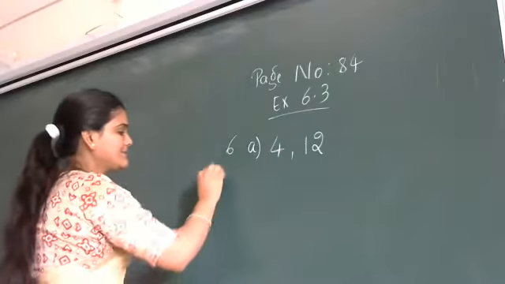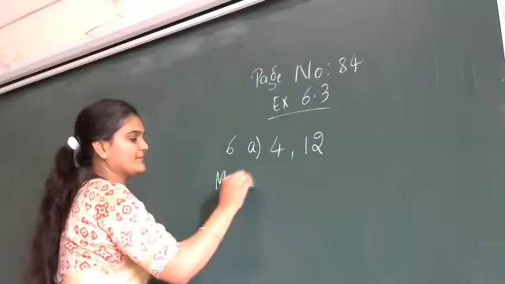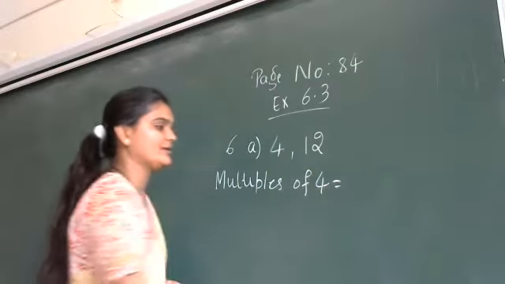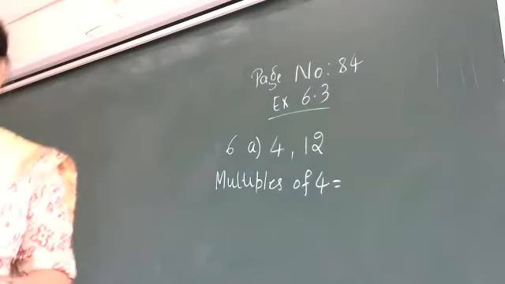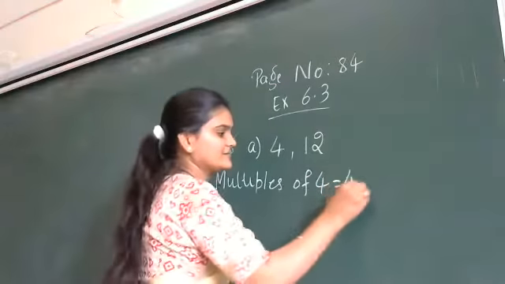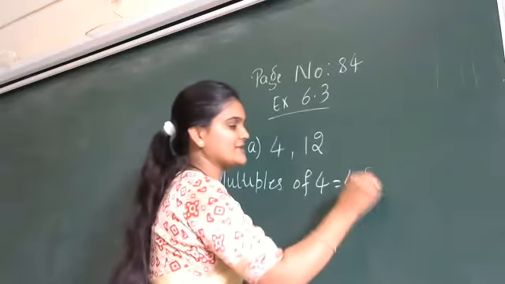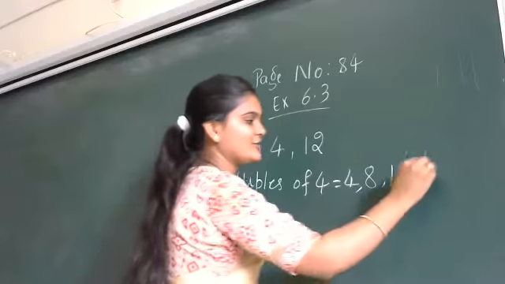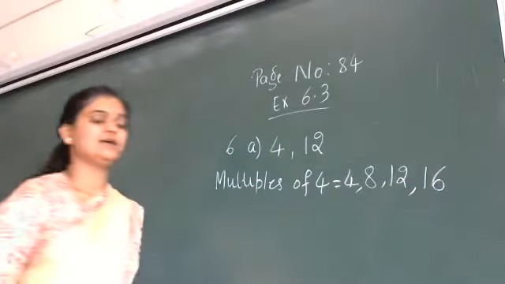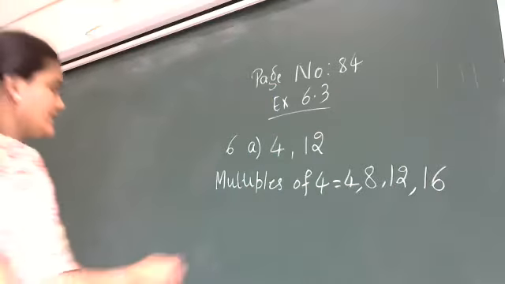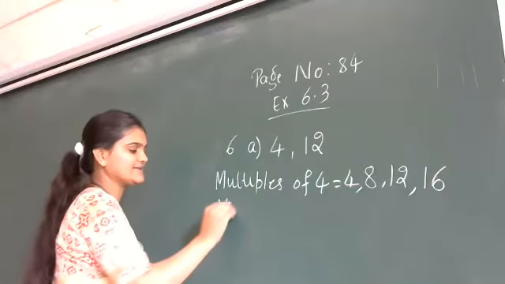Okay, tell me children, multiples of 4. Yes. Tell me, what are the multiples of 4? 4, 4 twos are 8, 4 threes are 12, 4 fours are 16. Yes? Okay. You can take so many 4. Next.